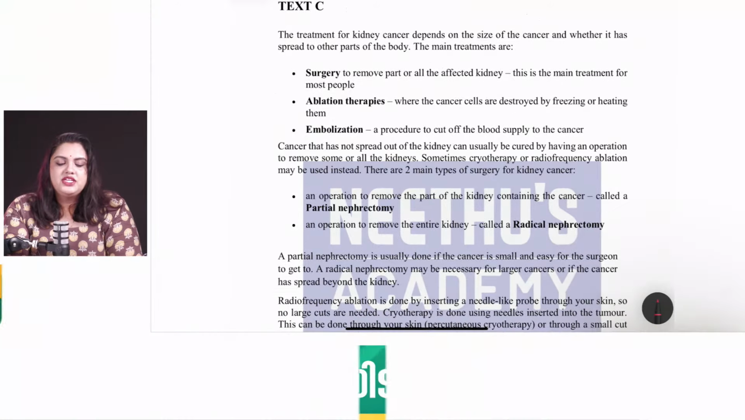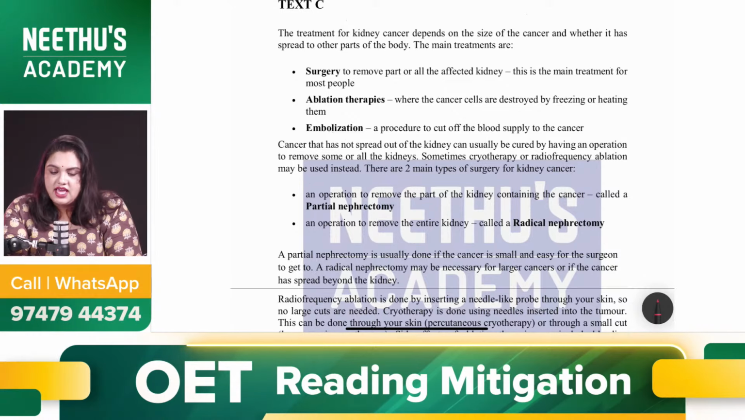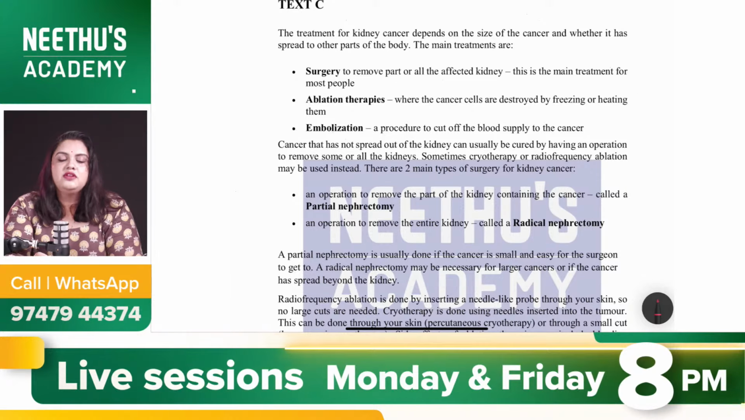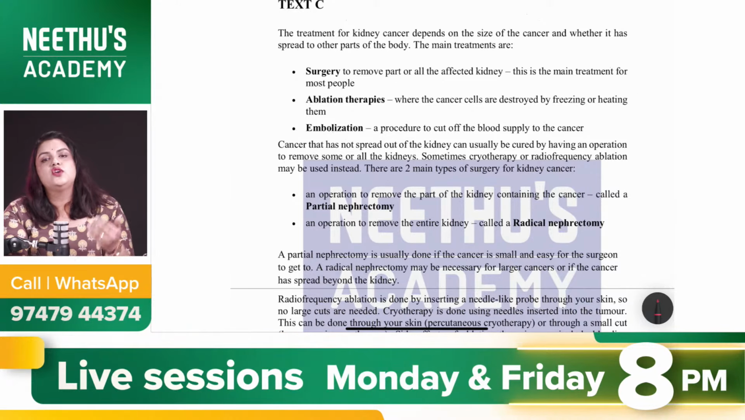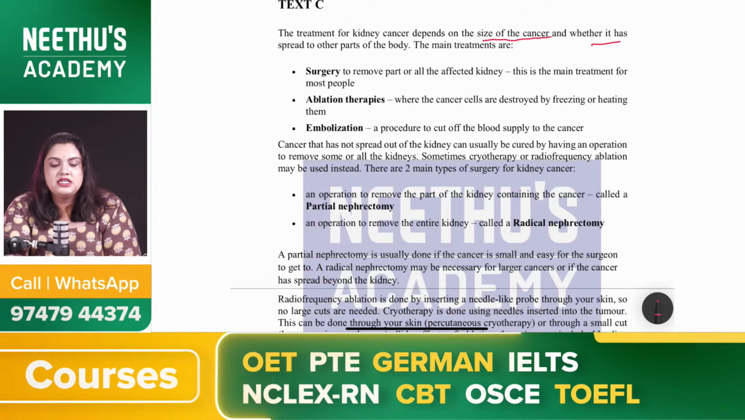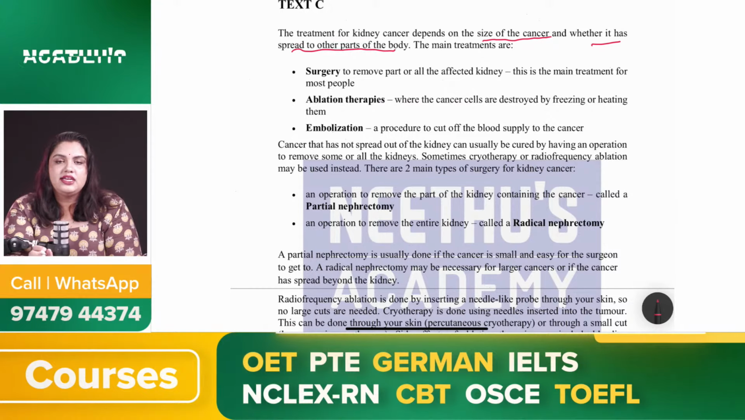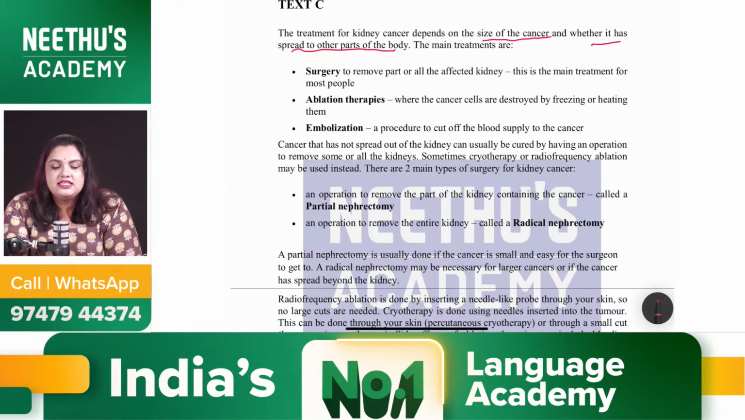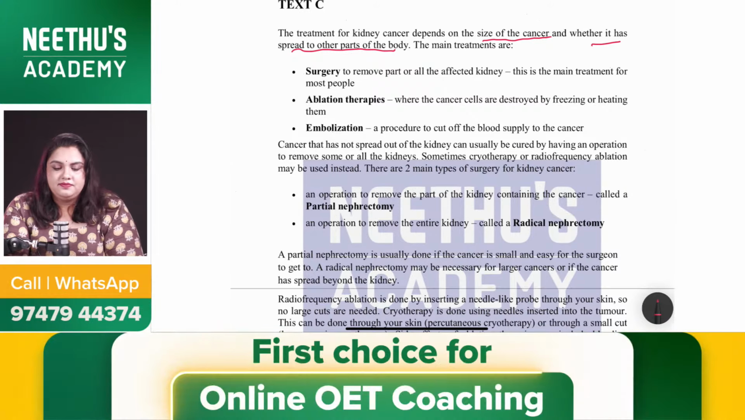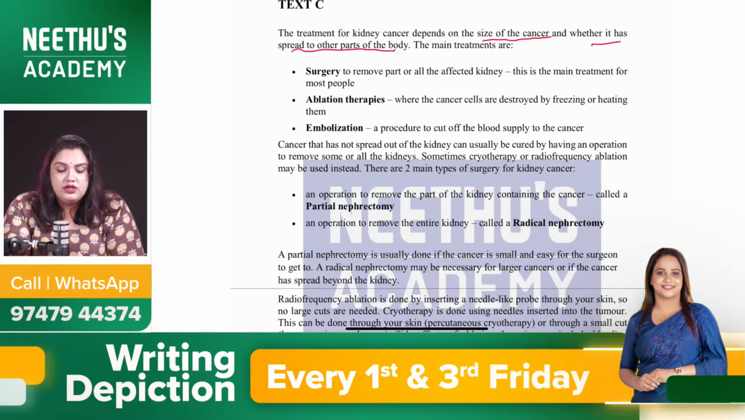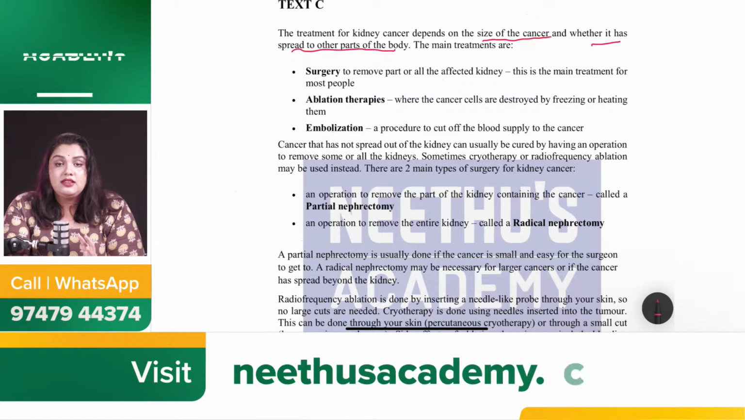Okay, the treatment of kidney cancer depends on the size of the cancer and whether it has spread to other parts of the body. What sort of treatment is given depends on the size of the cancer and whether it has spread to other body parts. Alright, how far it has advanced to other parts and the size of the cancer, based on these the treatment is assessed.